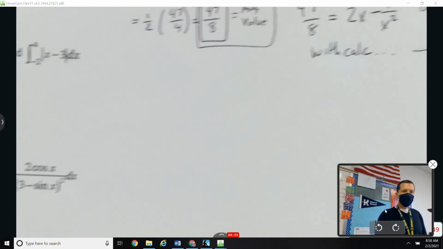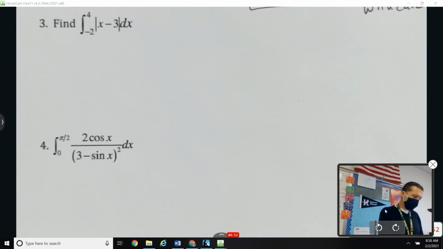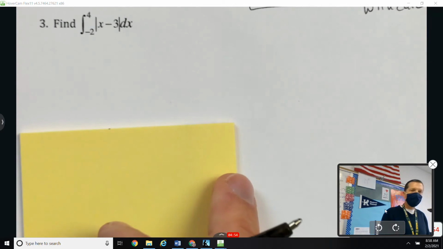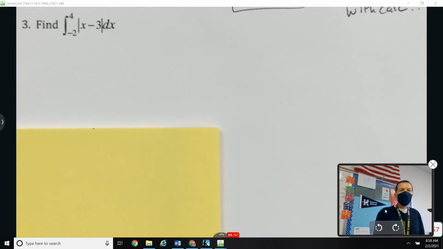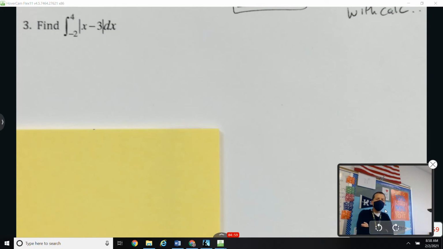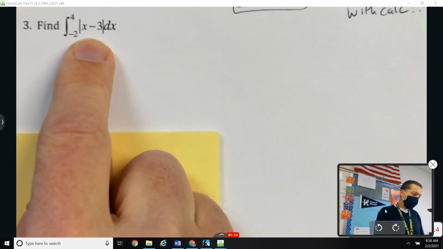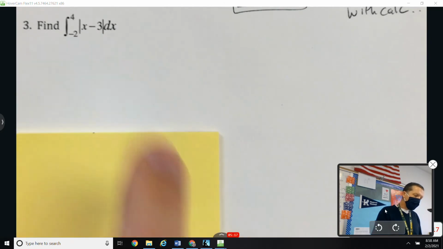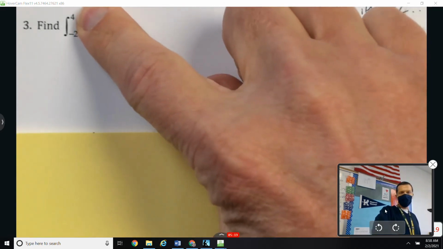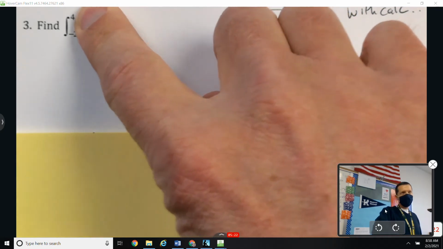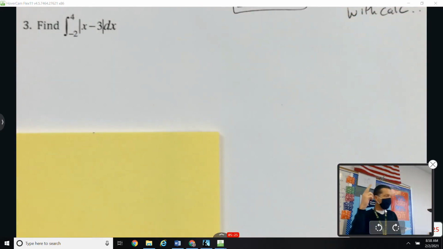All right, number 3. Let's do number 3 together, and then I'll let you try 4 and 5. Integral from negative 2 to 4 of absolute value of x minus 3. We don't have a special way to do absolute value. We just need to know that something's going on at x equals 3. You know what? Let's back up one step further. What does integral mean? What's one of the things it means? Antiderivative and area. Those are the two things it means.